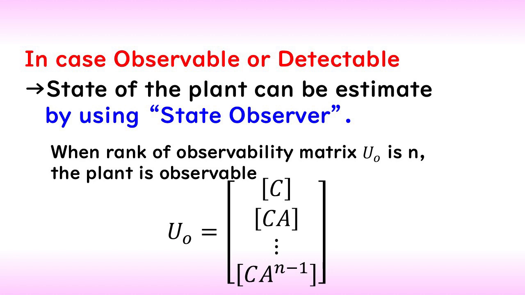When the rank of observability matrix U is n, the plant is observable. The detail is presented in another video.